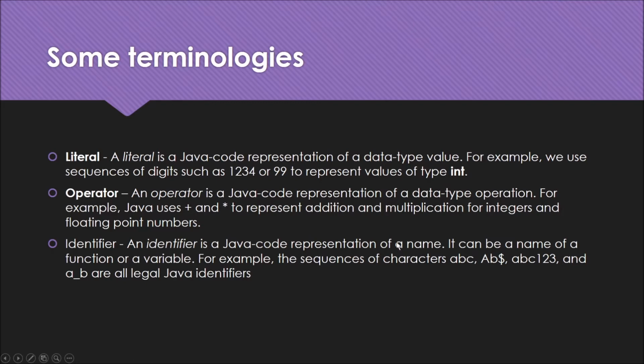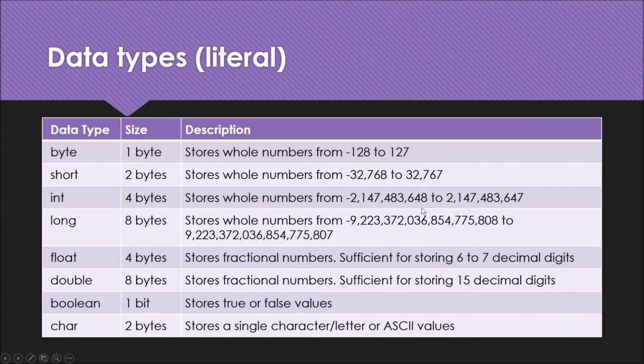So some terminologies that we should understand. You will come across these quite often. A literal. A literal is a Java code representation of a data type value. For example, we use a sequence of digits such as 1, 2, 3, 4, 99 to represent the value of type int. So we just saw the literals. So these are the data types that store the value, and literals are these values that these data types store.